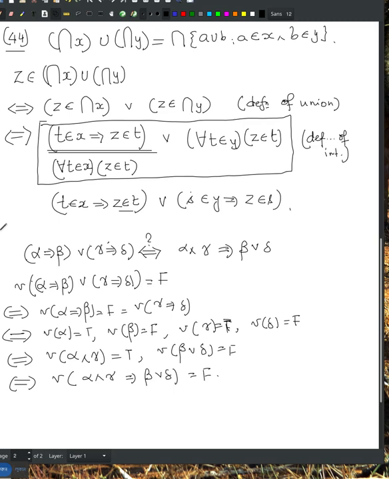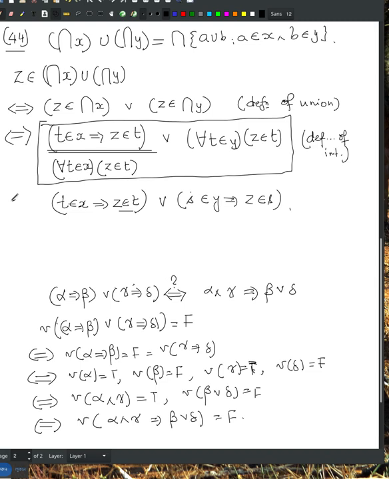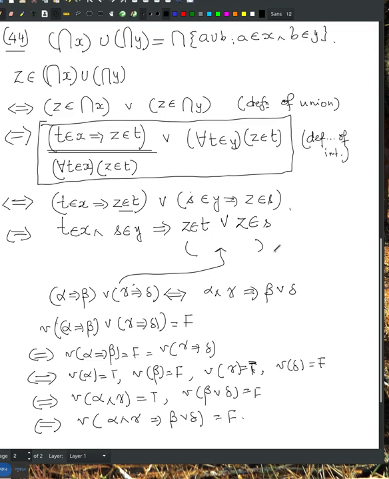So this is equivalent to this. This is equivalent to T belongs to X and S belongs to Y, implying Z belongs to T, or Z belongs to S. And the reason is this. Okay? And then the rest is simple.